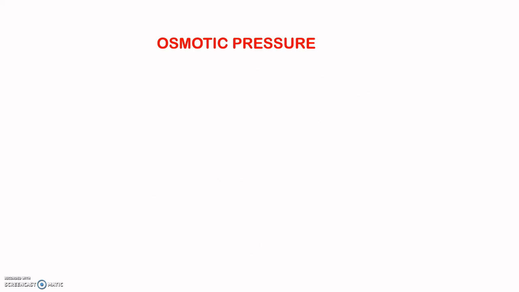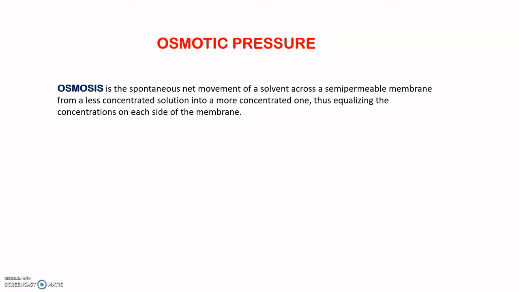Before we know what is osmotic pressure, we need to know what is osmosis. Now osmosis is a spontaneous movement of a solvent across a semi-permeable membrane from a less concentrated solution into a more concentrated solution. This phenomenon, osmosis, happens when 2 solutions of different concentrations are separated by a semi-permeable membrane. Now what is a semi-permeable membrane?